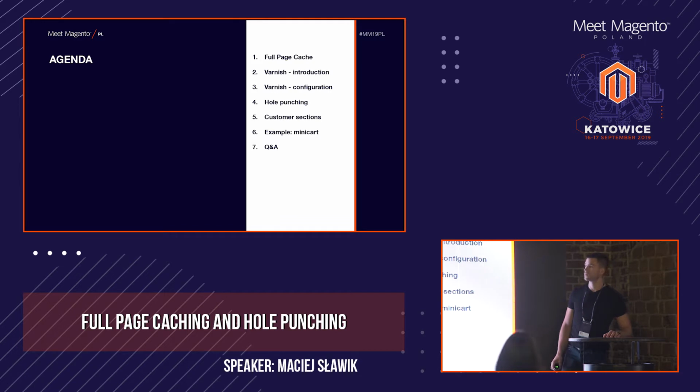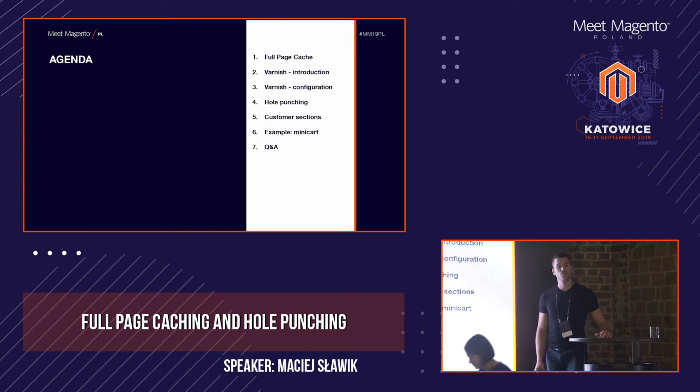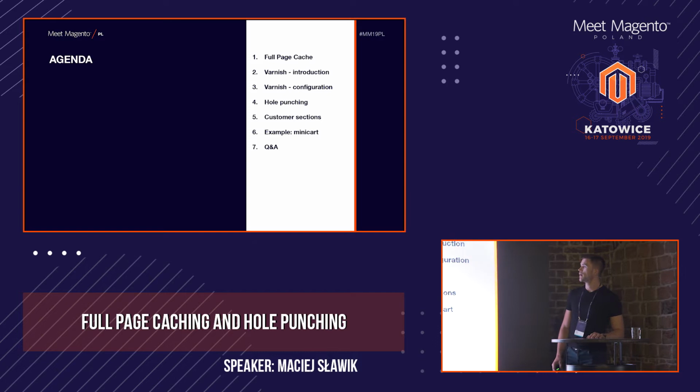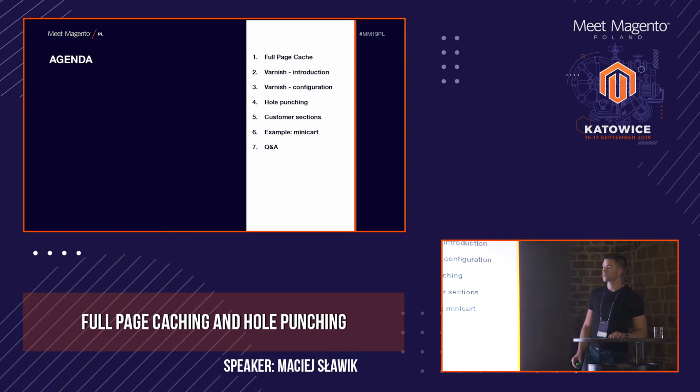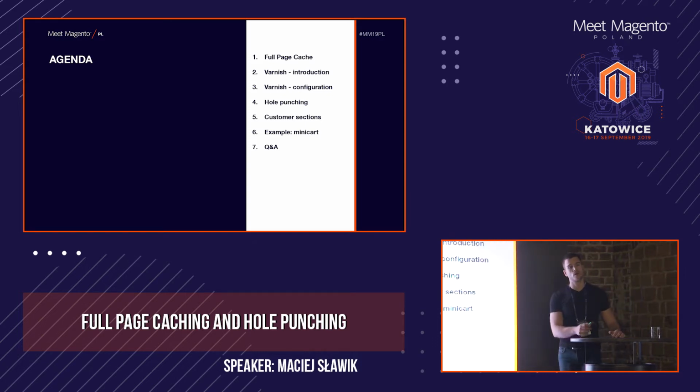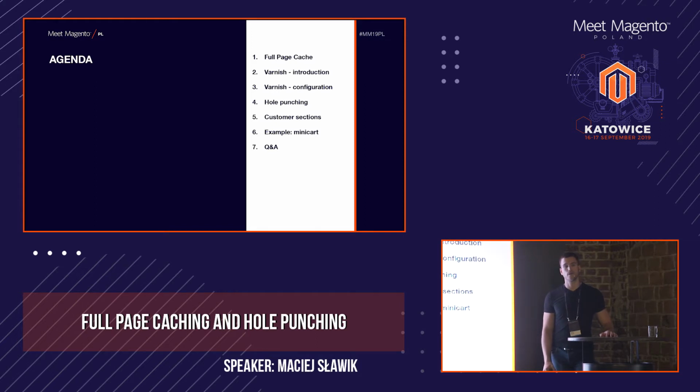We will start by talking about what full-page cache is. I will tell you a bit more about Varnish, what Varnish is and how to configure it in Magento. Then we will talk about hole punching in Magento, so how to make Magento stop caching some stuff. And we will talk about customer sections, and I will show you an example.